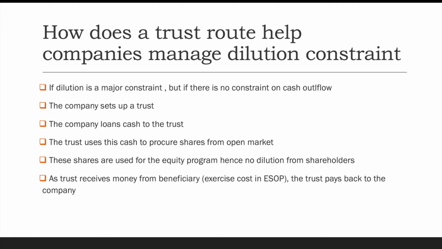The trust in turn uses that money to procure shares from an open market, and by doing so, essentially there is no dilution from current shareholders. Existing shares are being procured from the market, and these shares are then used to fund the equity program. And as the trust receives money from the beneficiary in the form of exercise cost in ESOP, for example, the trust pays back the money to the company. So cash outflow is definitely an important consideration, but dilution can be managed using this particular method.